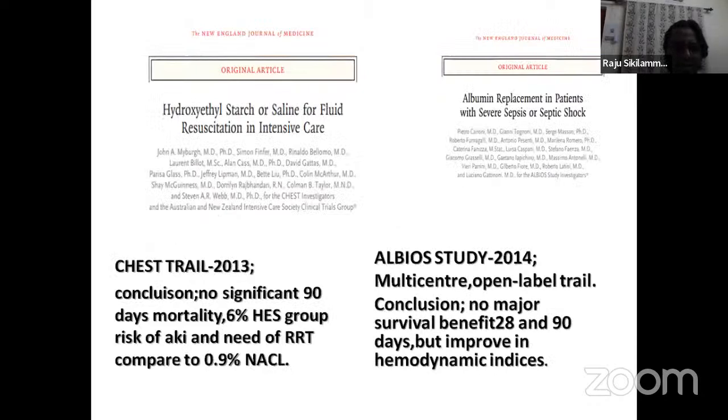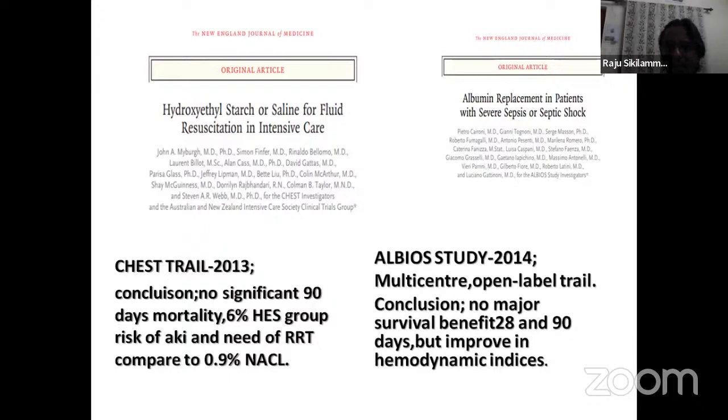Then the study in NEJM, the CHEST trial in 2023. They studied hydroxyethyl starch or saline for fluid resuscitation in the intensive care unit. There was no significant mortality benefit at 90 days, and the HES group had a higher risk of AKI and need for RRT compared to normal saline.